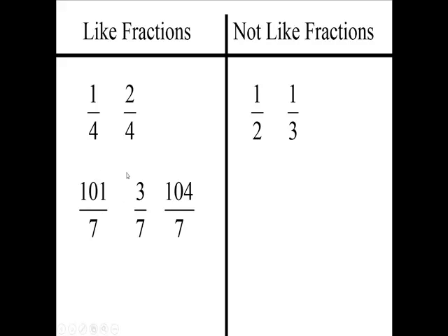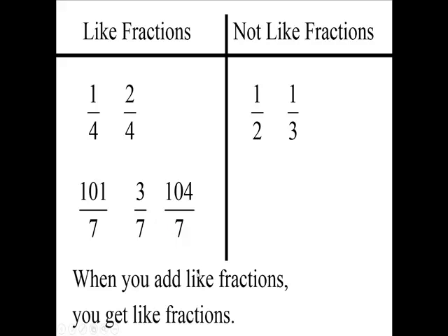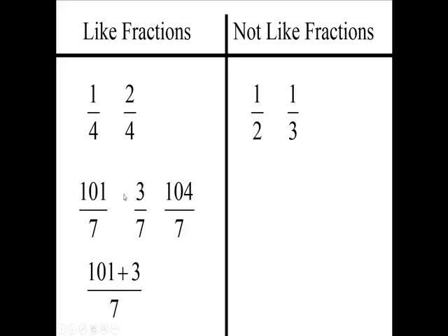And it turns out if you add 101 to 3, you get 104. So this is the sum of these two like fractions. Notice the 7 did not change. So that when you add like fractions, 101 over 7, and you add it to 3/7, you get another like fraction. Okay? So what you have here, we added the 101 plus the 3, and we wrote this like fraction. The denominator does not change.